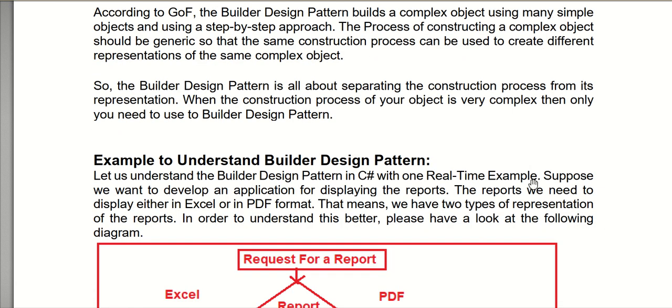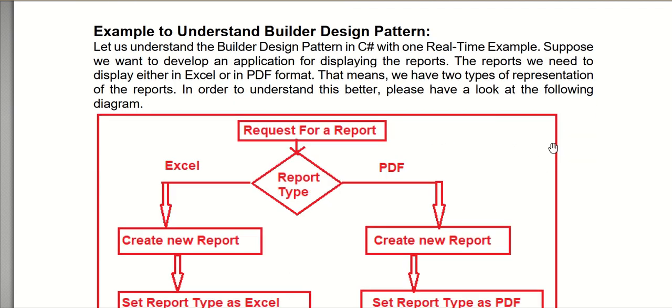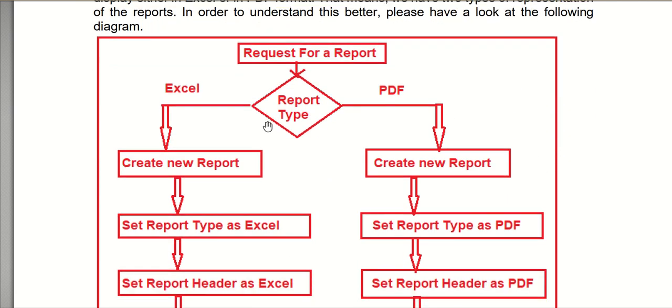Now let's move on. Example to understand the builder design pattern. Let's understand the builder design pattern in C# with a real-time example. Suppose we want to develop an application for displaying reports, as I already said. The reports we need to display either in Excel or in PDF format. It is the same data which can be represented in Excel or PDF format. That means we have two types of representations of the reports. In order to understand this better, let's have a look at the following diagram. Just see this diagram, guys.